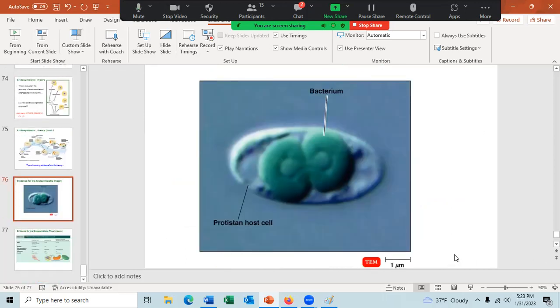All right, so what evidence do we have to support the endosymbiotic theory? Well, first, we have some eukaryotic cells, they're always protists, which can engulf another cell like this. What is that?